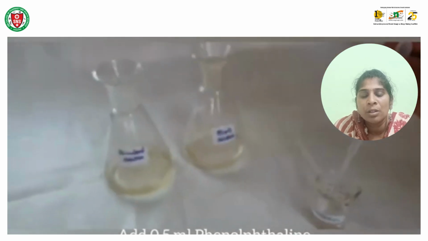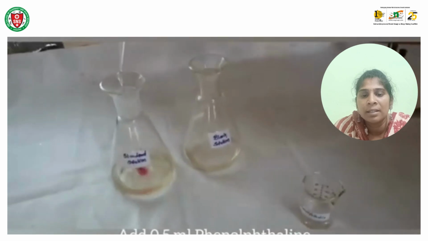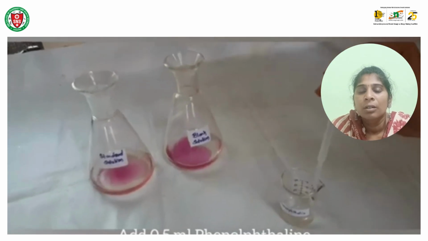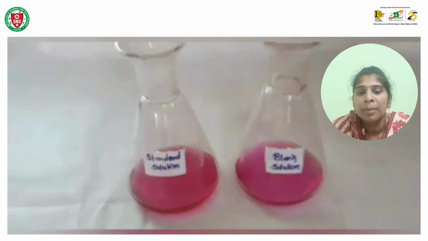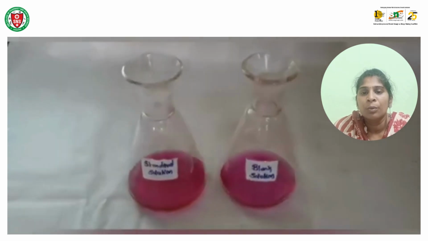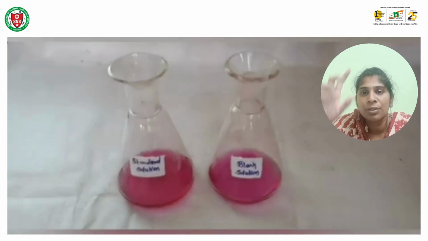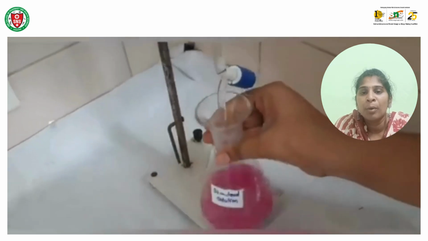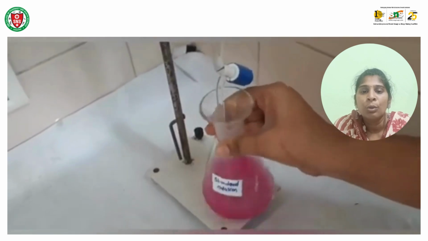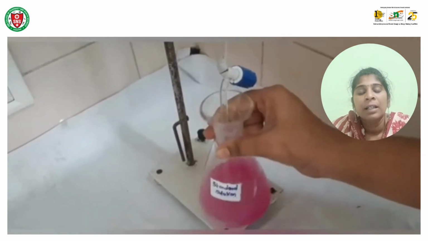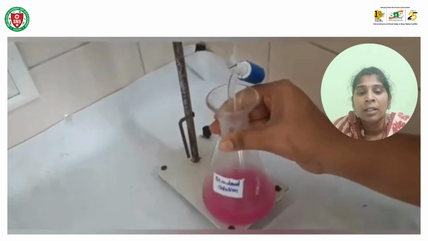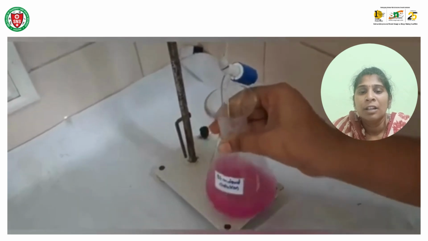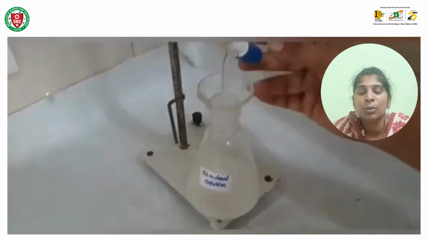Now we add 0.5 ml of phenolphthalein as an indicator in both the standard solution and the blank solution. The standard solution and blank solution appear pink. Now we titrate with the burette solution, 0.1 N sulfuric acid, and the end point is pink to colorless. Once we reach the end point, we measure the burette to see how much sulfuric acid was transferred into the conical flask.